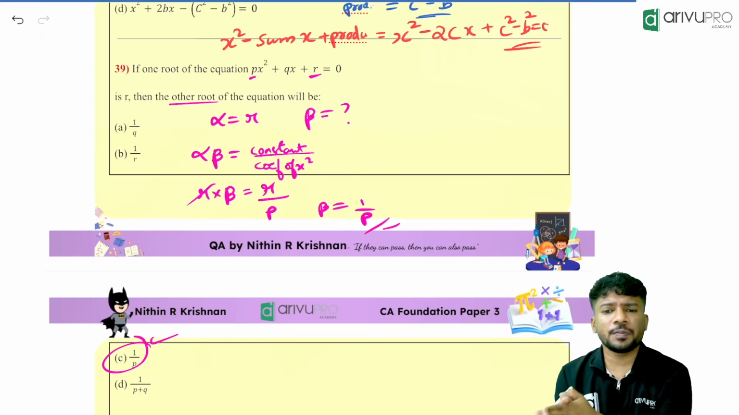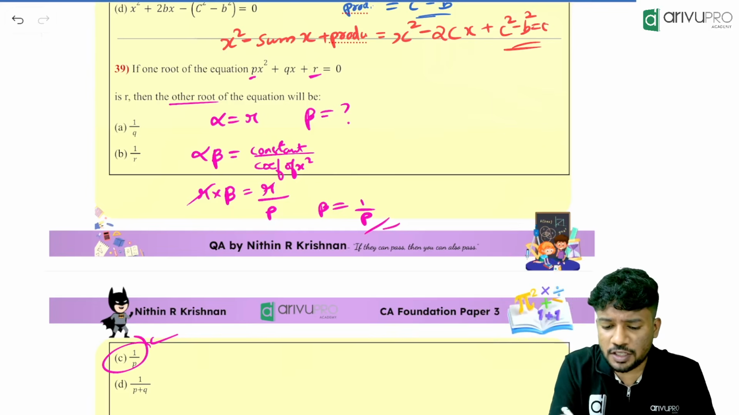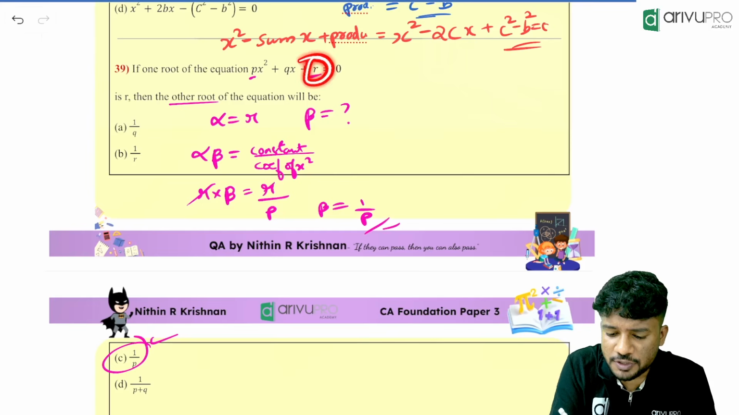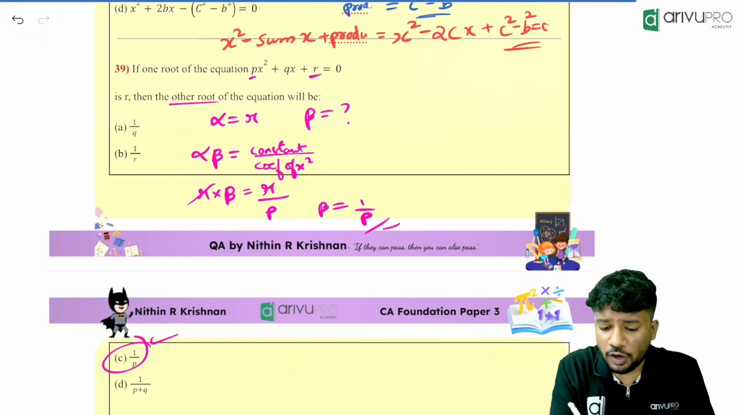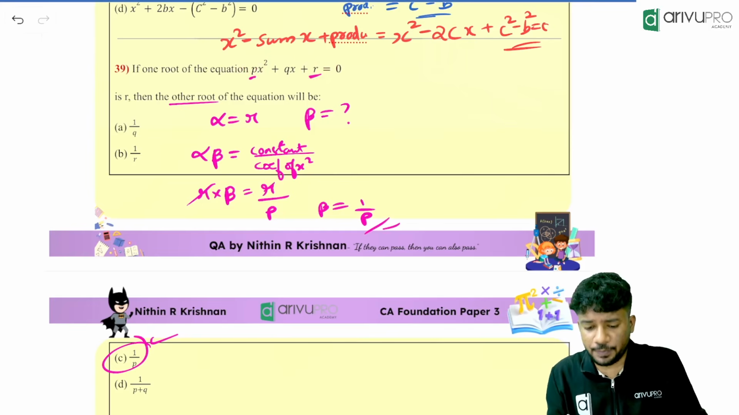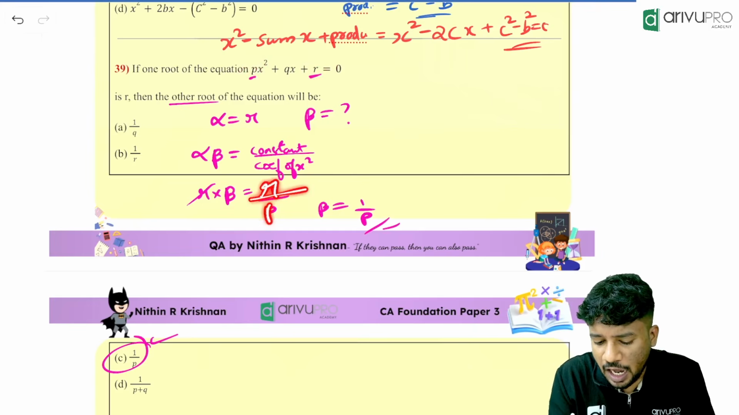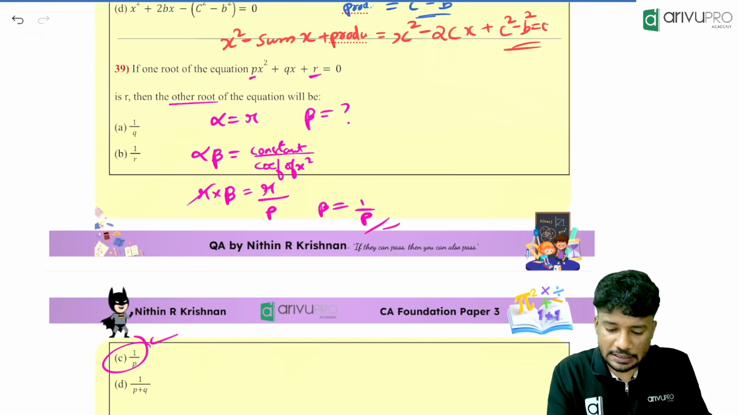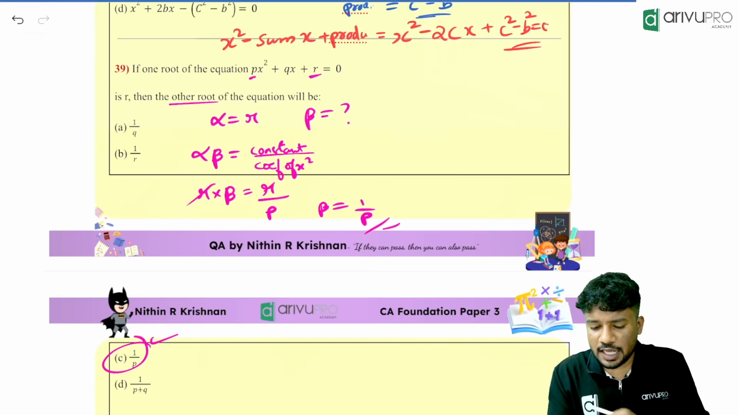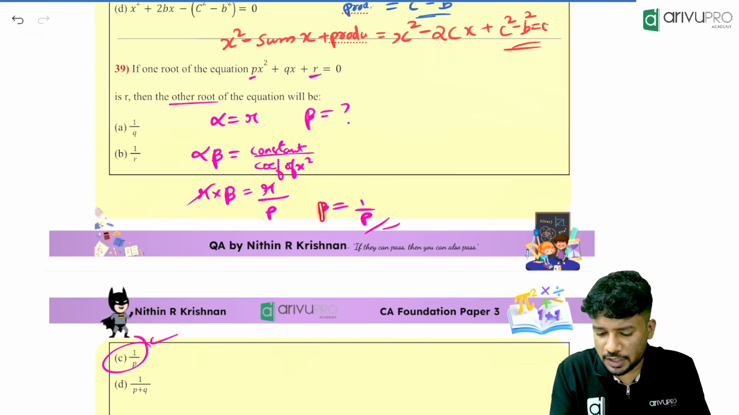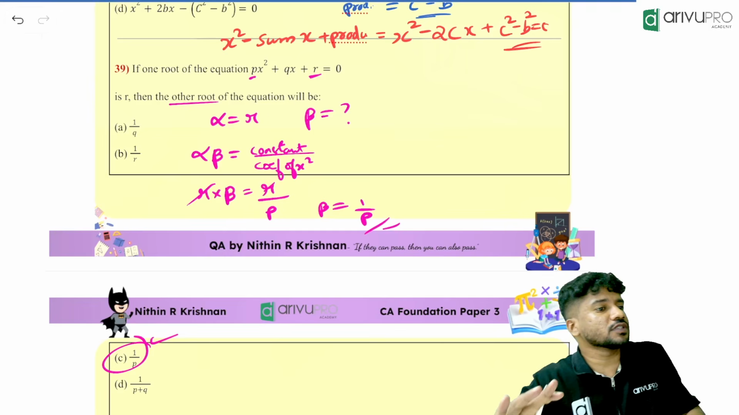So r into beta is equal to how much? The constant term over here is nothing but r. Then the coefficient of x square is p. So it will become r divided by p. Then r and r got cancelled. What is remaining? Beta is equal to 1 by p. That is remaining. Option C is your answer.